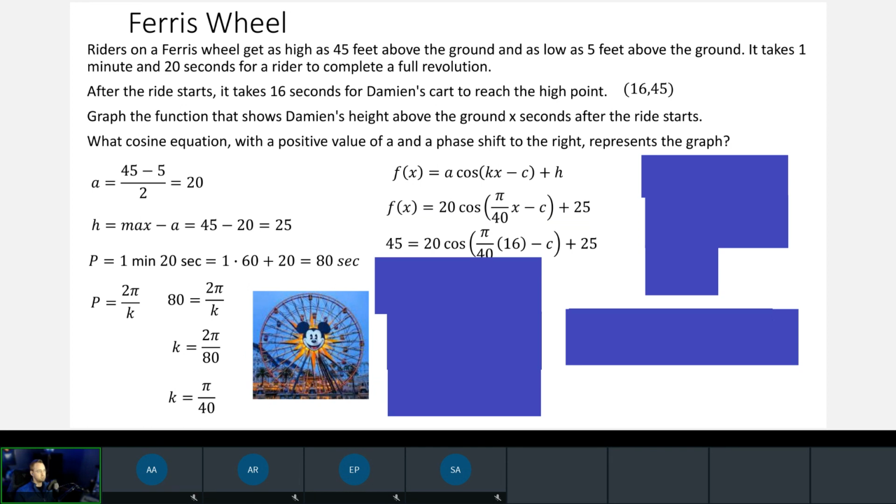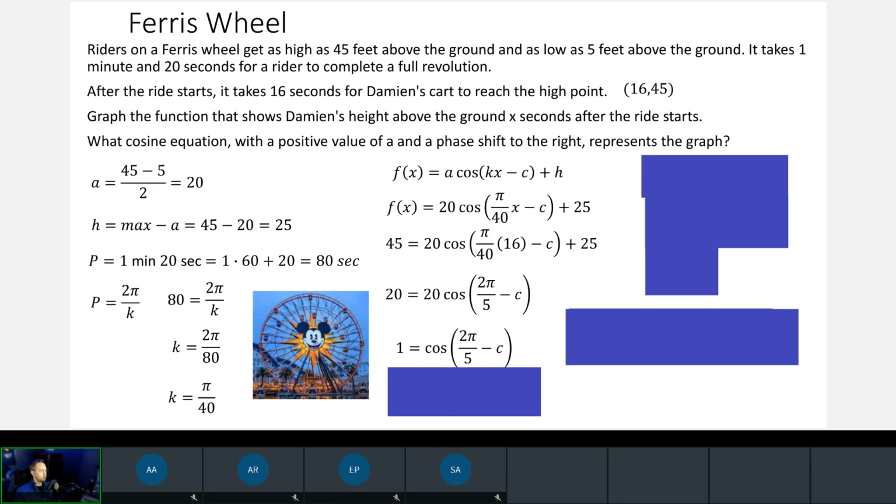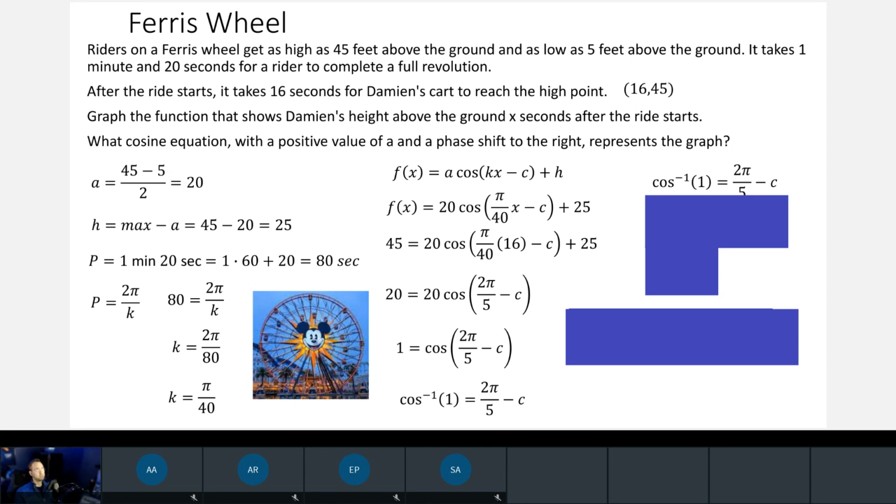So we plug in 16 for X, 45 for Y, and we solve it like we did the last two problems. Subtract 25 from both sides, divide by 20, arc cosine both sides, add C to both sides, subtract arc cosine. Oh, I just copied it over there. I didn't actually do anything, did I? Okay, now we do what I just said.